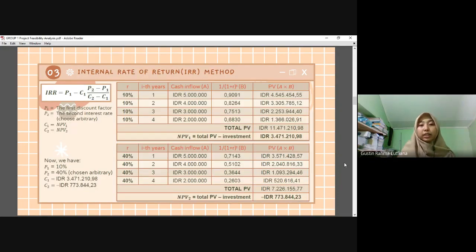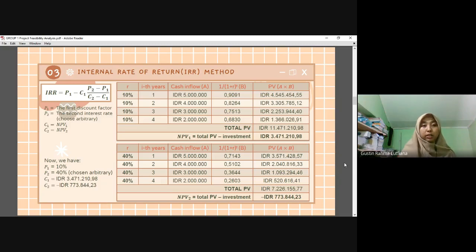And the third method is the internal rate of return or IRR method. The formula of the IRR method is IRR is equal to P1 minus C1 times P2 minus P1 divided by C2 minus C1, where P1 is the first discount factor or the first interest rate, P2 is the second interest rate, C1 is NPV1, and C2 is NPV2. And the calculation table is the same as before.